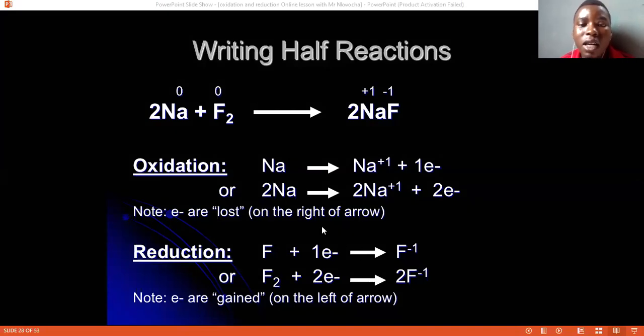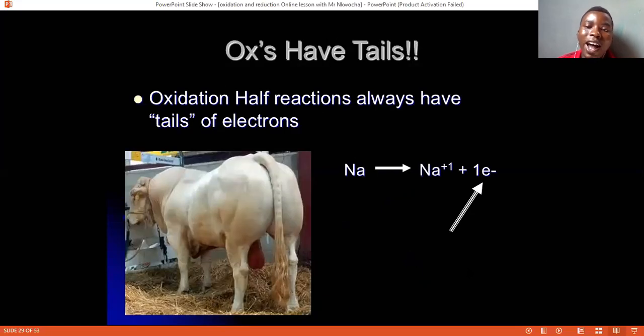So if you write it, sodium here has lost an electron, where it is +1. But this 2 indicates that there are two sodium. So you multiply through by 2. So that's exactly what happened there. A single fluorine gains 1 electron, but we have two fluorine here. So that's why you have to put 2 electrons. So I hope that's very, very clear for you to understand. All right. Okay.